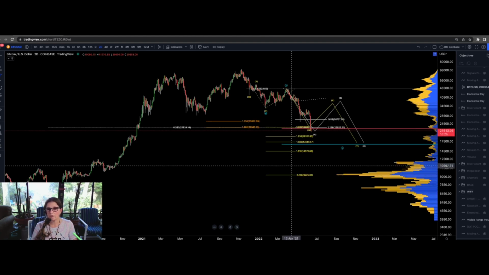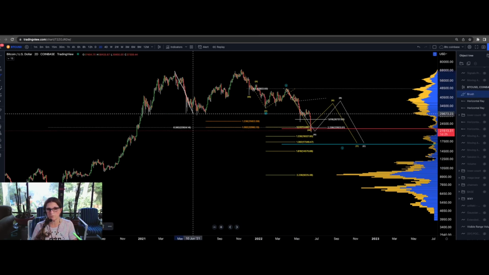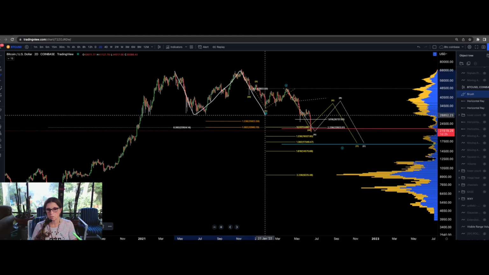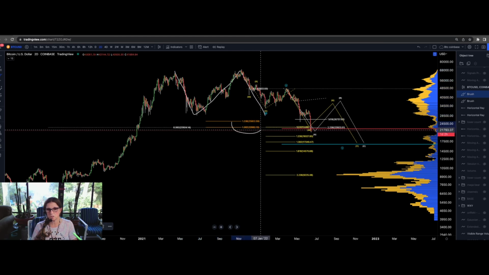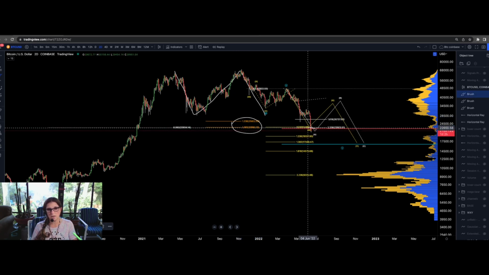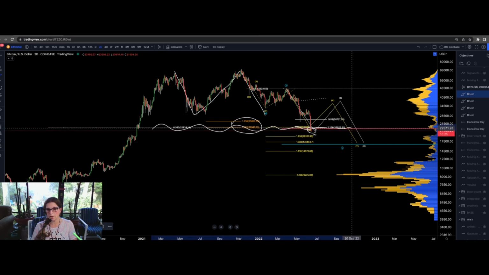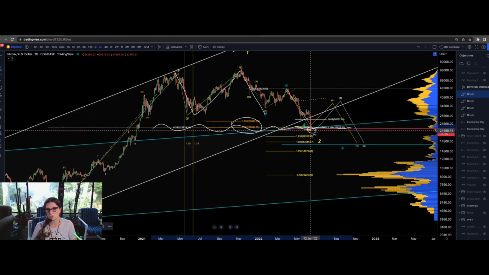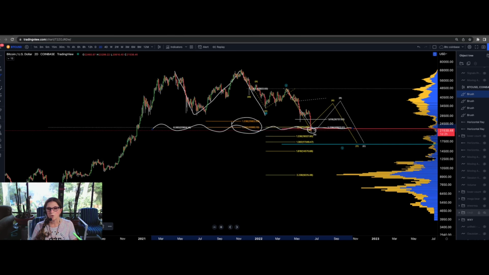The WXY count. The orange WXY that was coming from over here, and we were using these extensions, is invalid because we are closing a daily candle underneath all these fib levels that we're lining up and underneath the base, underneath the base channel. Okay. So the orange WXY is invalid.